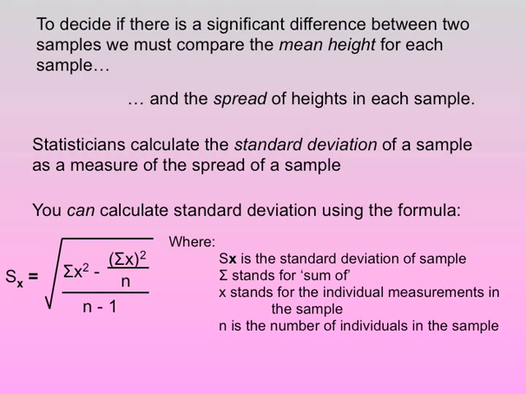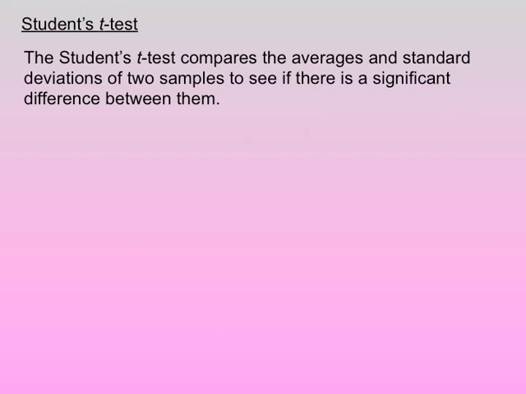You can calculate the standard deviation using this formula, where S is the standard deviation, X stands for the individual measurement of the sample, that means each student, and N is the number of samples. By calculating the standard deviation of a sample, we can also use the t-test, because the t-test is going to compare the averages that we have calculated from each classroom and the standard deviation for each classroom and see if there is a significant difference between them.